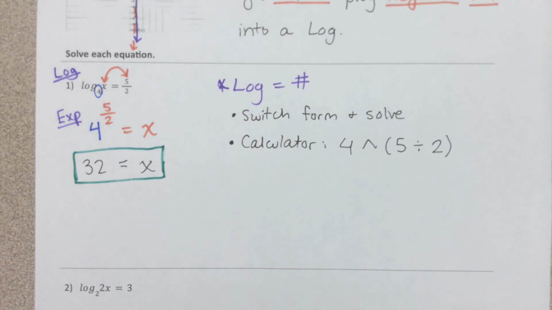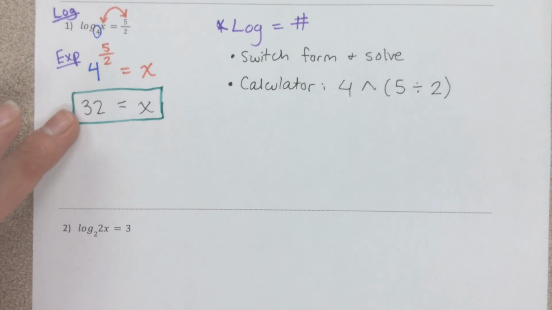As you can see, some problems are going to be very straightforward, very quick and easy. Others are going to take more steps. Questions over number 1. Number 2, similar type of problem. It's just going to require a few more steps.